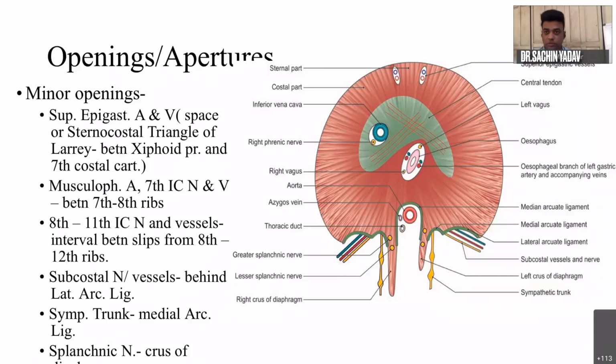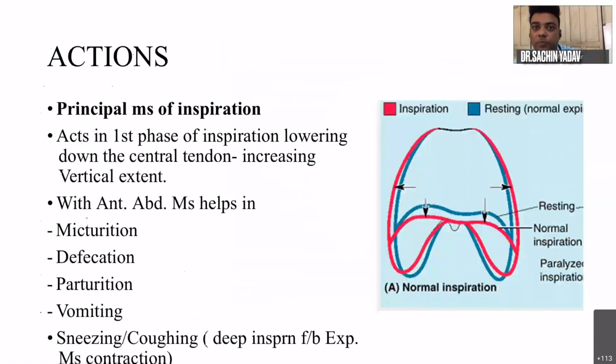Now, how does it act? So this is the principal muscle of inspiration. It acts in the first phase of inspiration, which helps in lowering down the central tendon and increasing the vertical dimension of the thoracic cavity. Okay. So with the anterior abdominal muscles, it also helps in micturition, defecation, parturition, and during vomiting also. And sneezing and coughing are also helped by the sudden burst of the diaphragm.